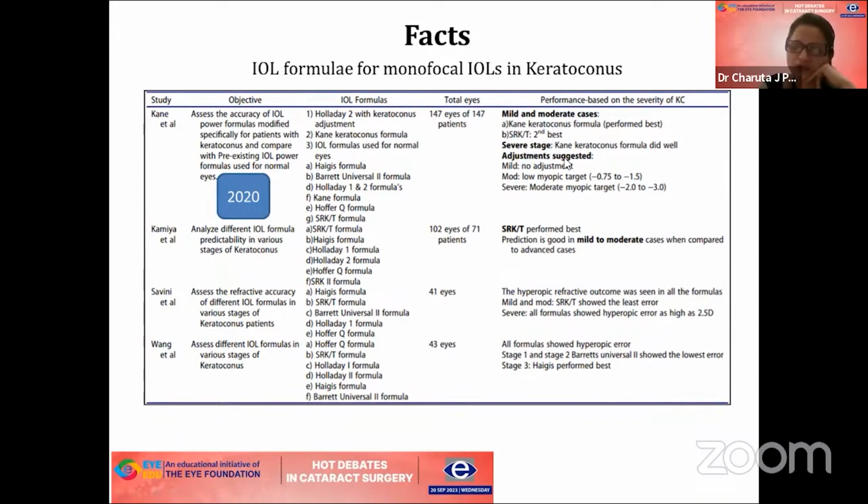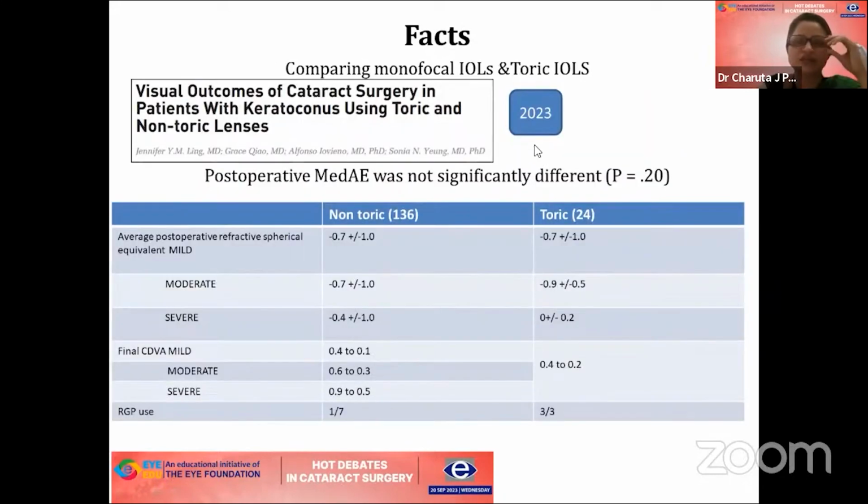In the moderate, you can target myopia of 0.75 to 1.5, and for severe cases, -2 to -3 should be aimed. Now, this is the only study which has actually compared normal IOL formulas with IOL formulas that are specially designed for keratoconus patients. And with all this in mind, we are only talking about monofocals here.